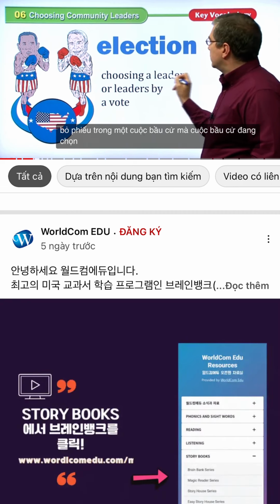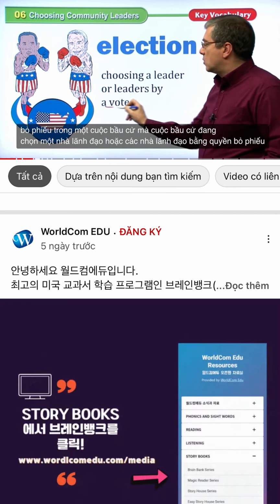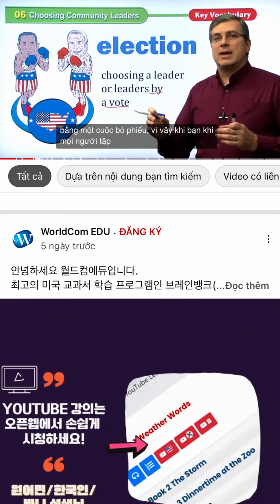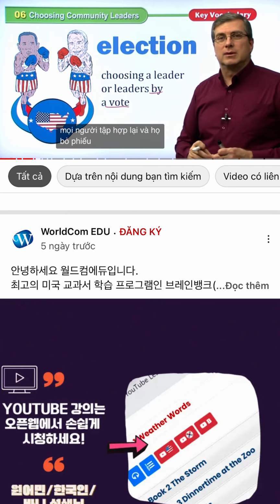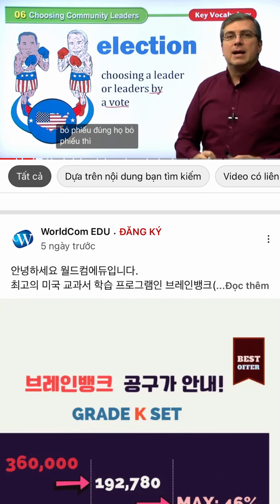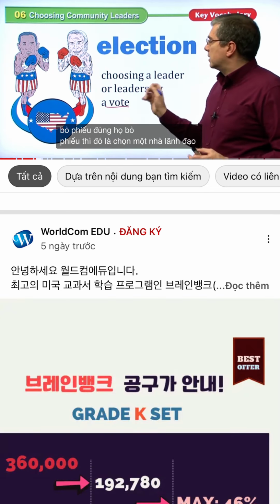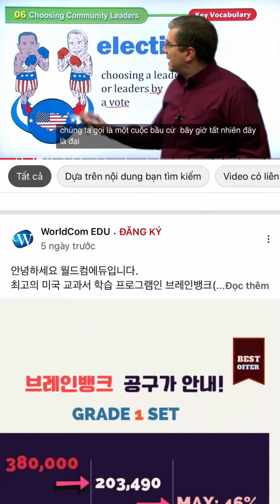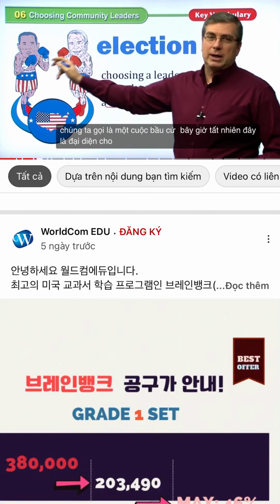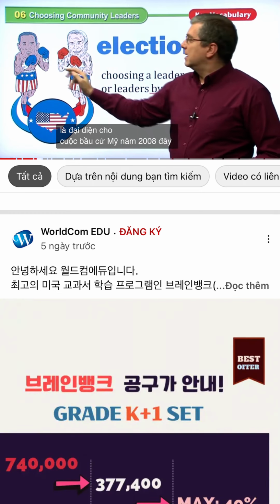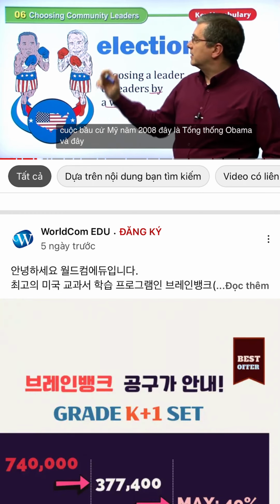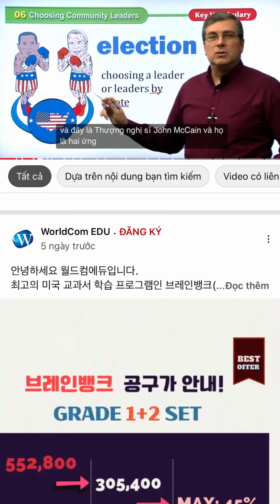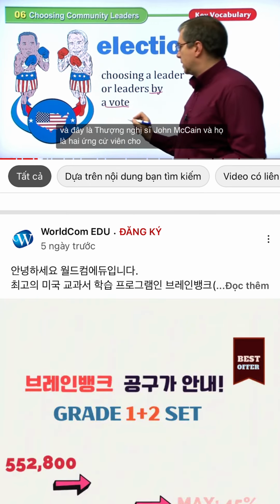An election is choosing a leader or leaders by a vote, right? So when everybody gets together and they cast their votes, they put their votes in, then that is choosing a leader that we call an election. Now, of course, this is a representation of the American election in 2008. This is President Obama and this is Senator John McCain, and they were the two contenders for the election.